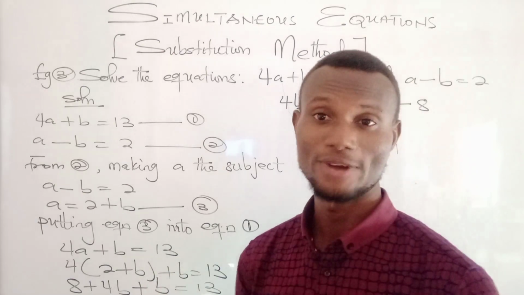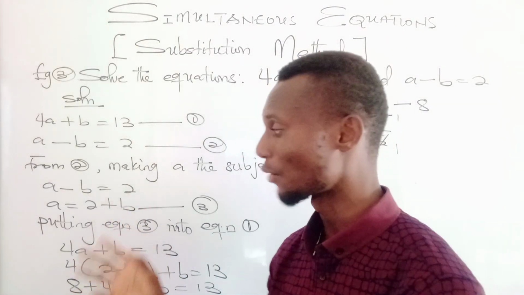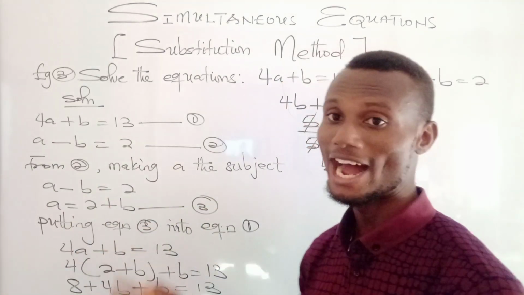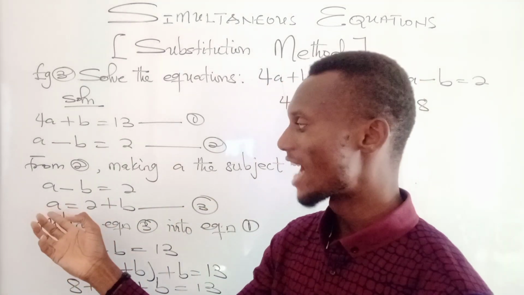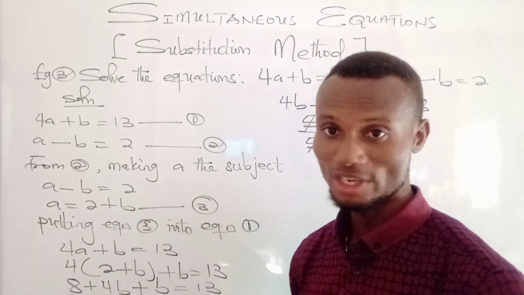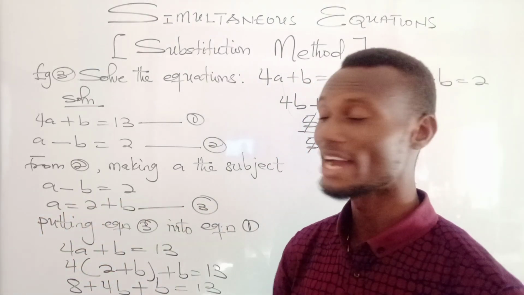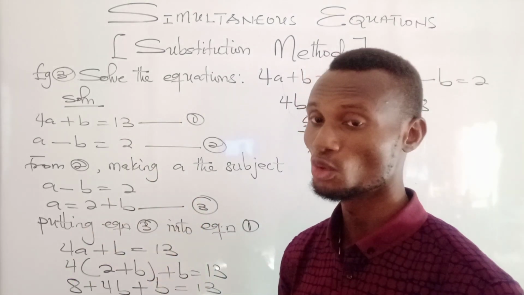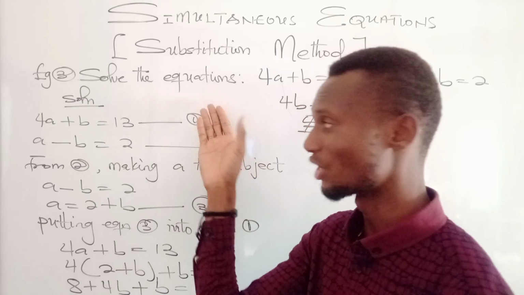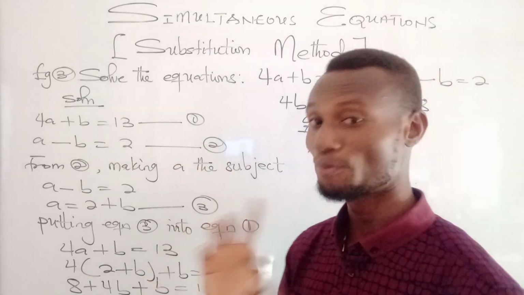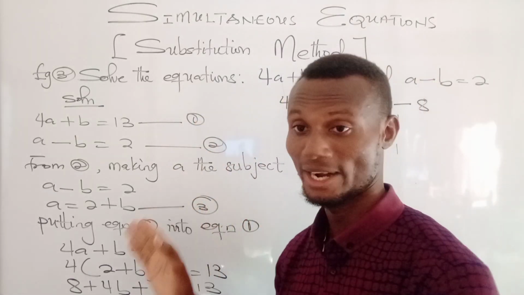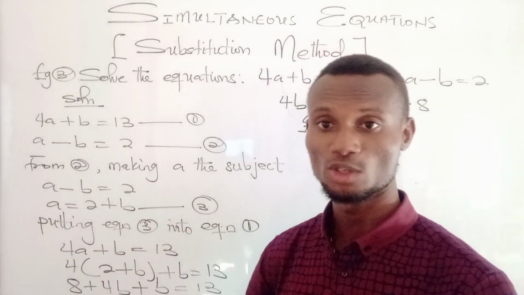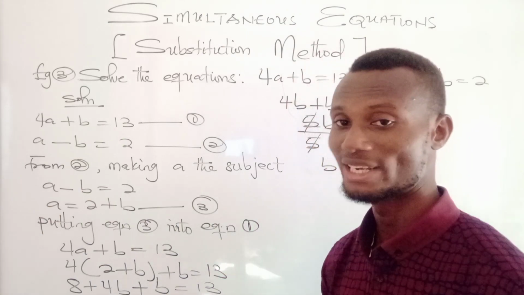I would prefer to use equation 3 because in equation 3 we've already made a the subject, so it's much simpler and easier for us to solve. Because a has already been made the subject from equation 3. That notwithstanding, any of the equations that you use, you get the same answer. There's nothing wrong with it if you use equation 1 or equation 2, but I prefer to use equation 3 because we've already made a the subject, so that it will be much easier for us to get the value for a.